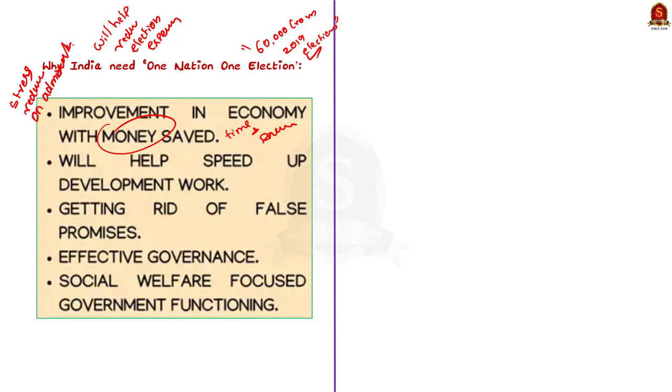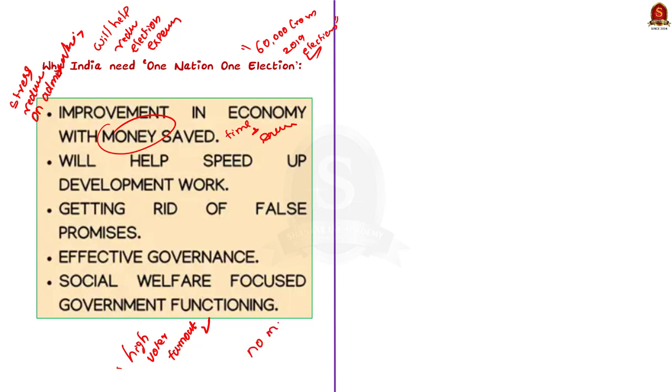Secondly, elections held simultaneously could potentially result in a higher voter turnout than usual. The rationale behind this is that casting a vote may be more comfortable for the voters when these elections are conducted together. Thirdly, one nation, one election will bring an end to populist policies by the political parties.